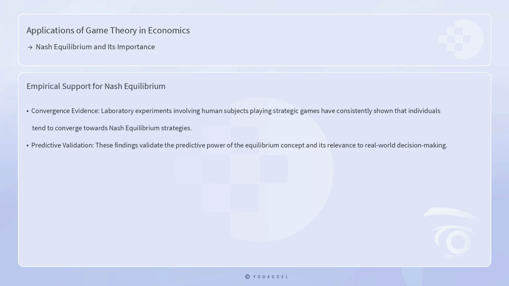The theoretical foundation of Nash equilibrium is supported by empirical evidence from experimental economics. Laboratory experiments involving human subjects playing strategic games have consistently shown that individuals tend to converge towards Nash equilibrium strategies. These findings validate the predictive power of the equilibrium concept and its relevance to real-world decision-making.